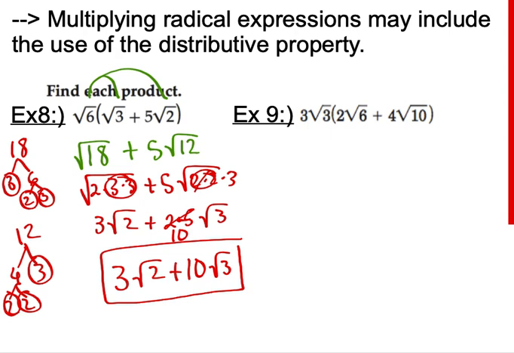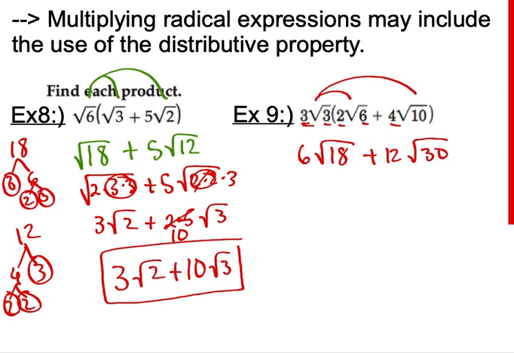Example 9. 3 square roots of 3 times, parentheses, 2 square roots of 6 plus 4 square roots of 10. We distribute that in. 3 times 2 is 6. 3 times 6 is 18. 3 times 4 is 12. 3 times 10 is 30.